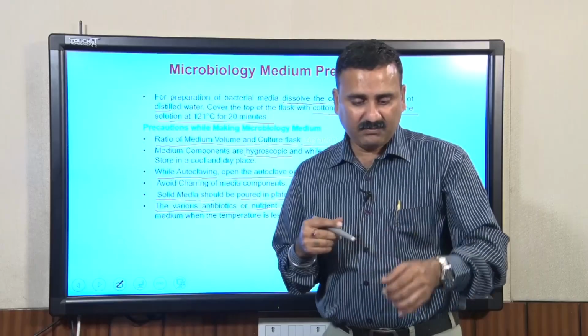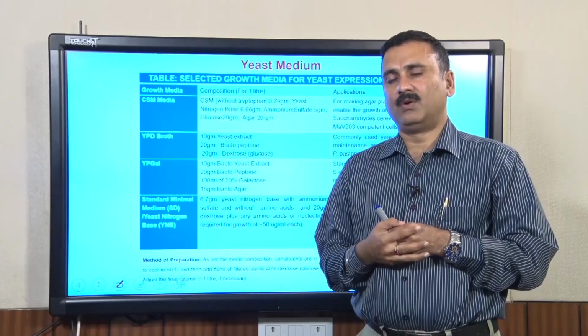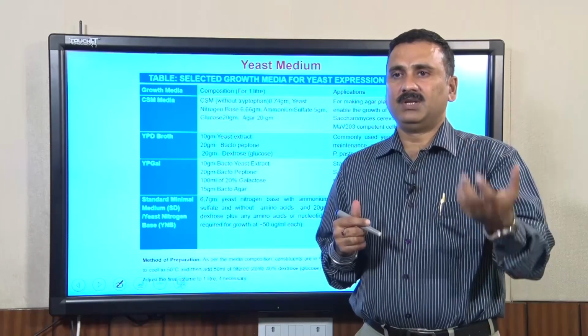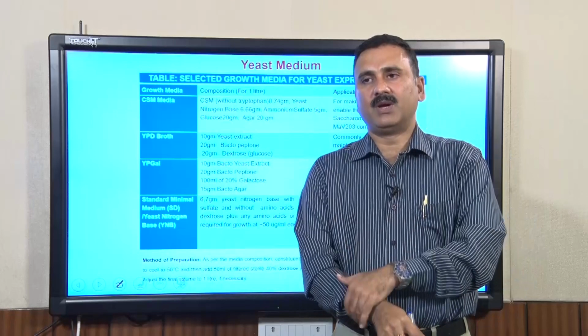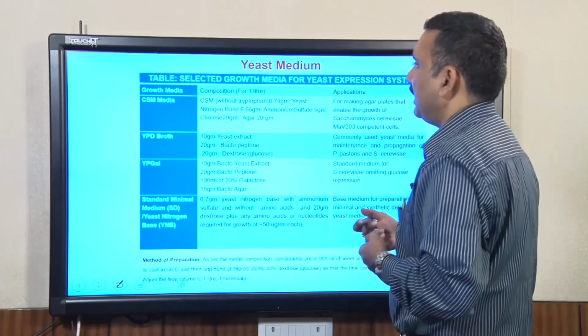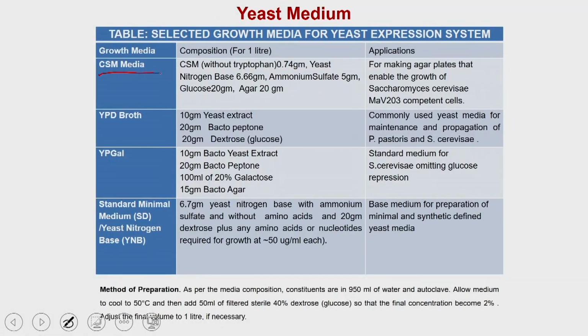So, let us see what are the different media available for the eukaryotic cells. Initially we will take up the easy eukaryotic cell, which is called the yeast cell. Yeast are unicellular eukaryotic cells, and these are the selected media we can use for yeast propagation. These are called CSM media, YPD media, YP gal media, and standard minimal media.